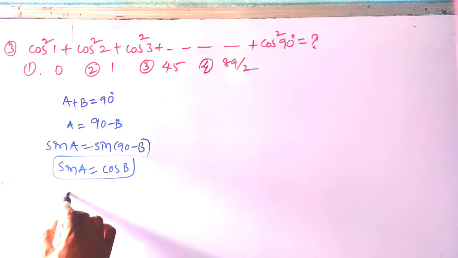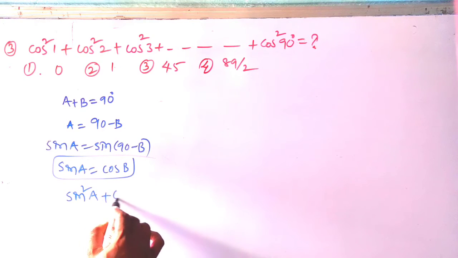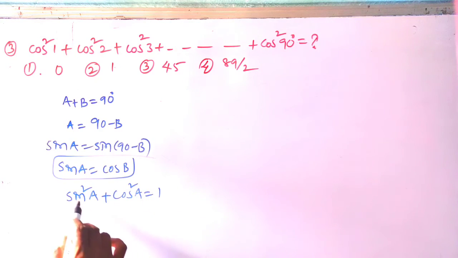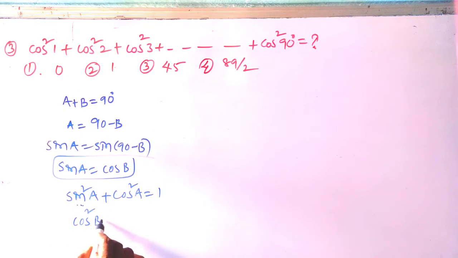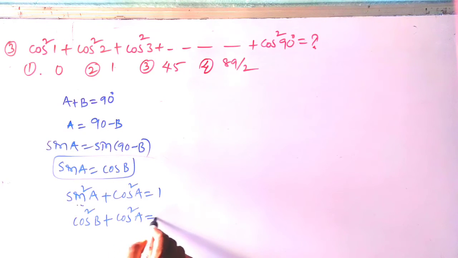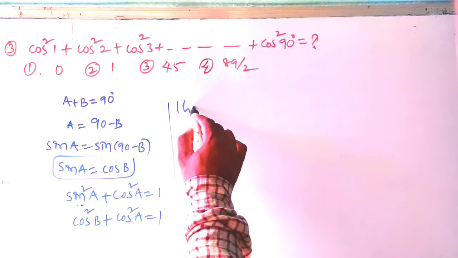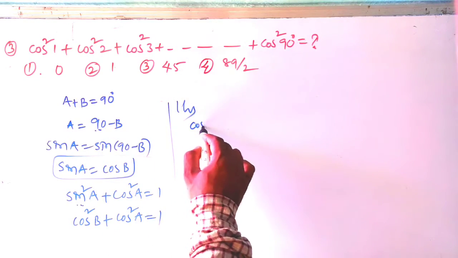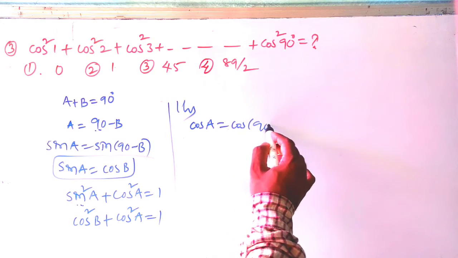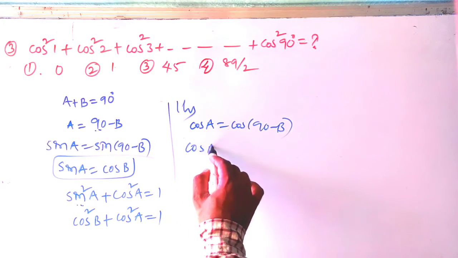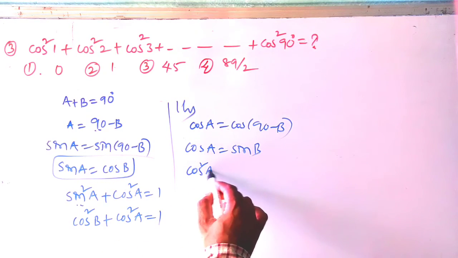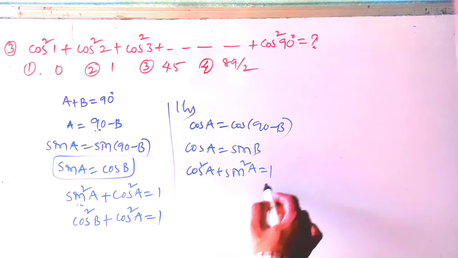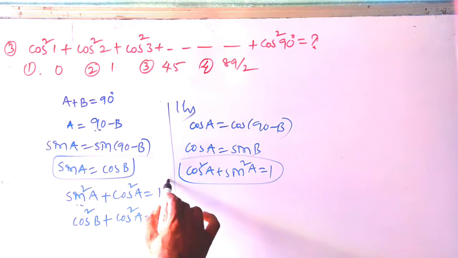Okay, so we know that sin square a plus cos square a equals 1. Since sin a equals cos b, we substitute this: cos square b plus cos square a equals 1. Similarly, we apply cos a equals cos of 90 minus b, so cos a equals sin b. We know that cos square a plus sin square a equals 1. This is the trigonometric identity.